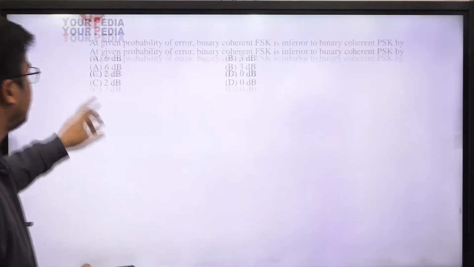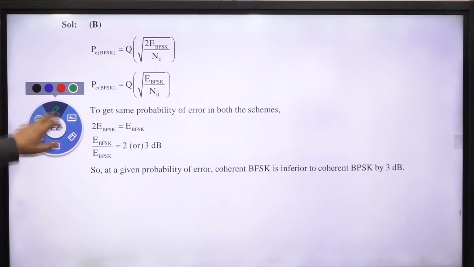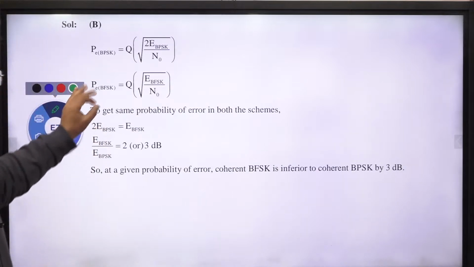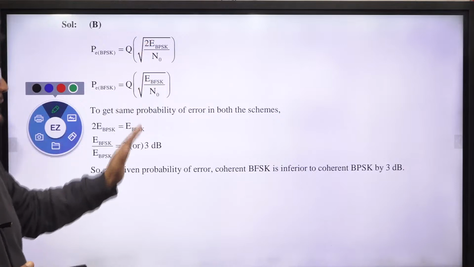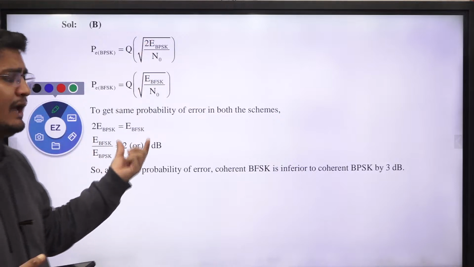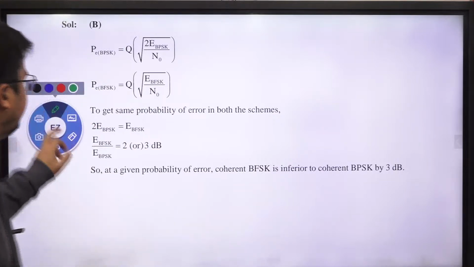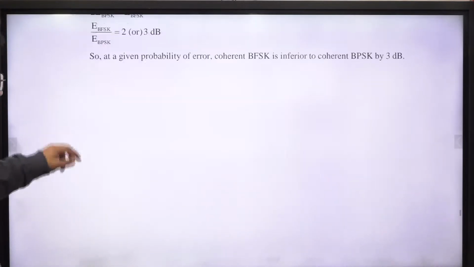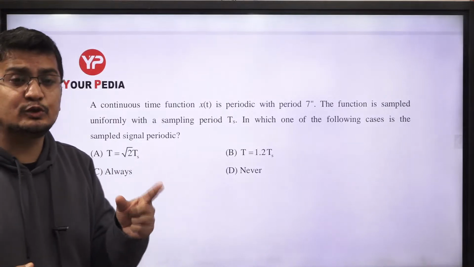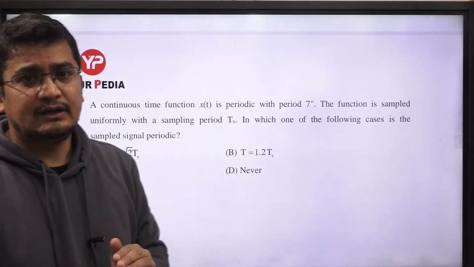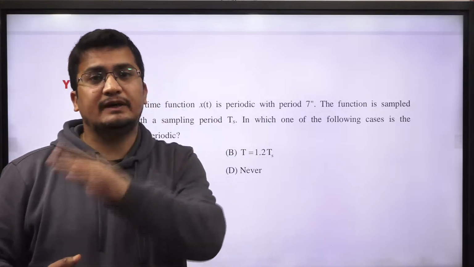Okay. So the solution here is, you can see, this is the probability of error from the constellation diagram for BPSK. This is for the BFSK. If you find inside the Q function their relative comparison, you will find this is equal to 2, and ultimately if you convert it into dB, it will turn out to be 3 dB, right? So the answer will be 3 dB. So you can remember that FSK is inferior to PSK by 3 dB, and PSK is superior to ASK by 6 dB. ASK is inferior to PSK by 6 dB, FSK is inferior to PSK by 3 dB.